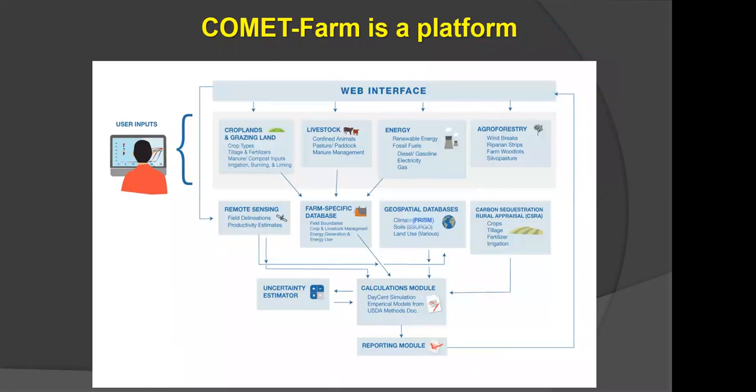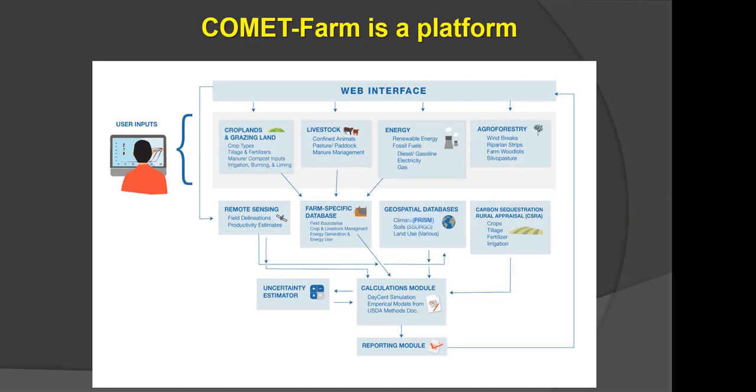Just really quickly, this shows a little bit of a structural diagram, if you will. The point I want to make here is that COMET-Farm is really a platform. So it's not a model, but it's the data, the user interface, and a number of models. You can see at the beginning, there's a web interface, and because it is an entity scale tool, the idea is that the land manager or their representative, who knows exactly what is happening on the landscape, is putting in information about their past, current, and future management with respect to cropland, grazing lands, livestock, energy use, agroforestry, etc.